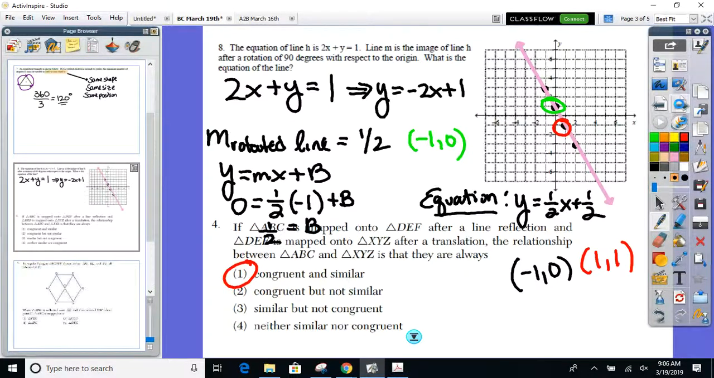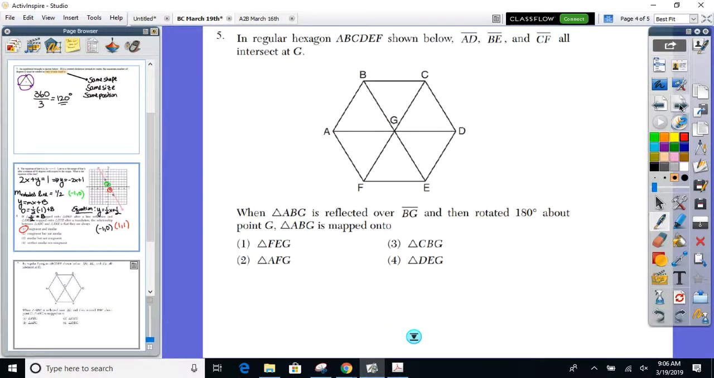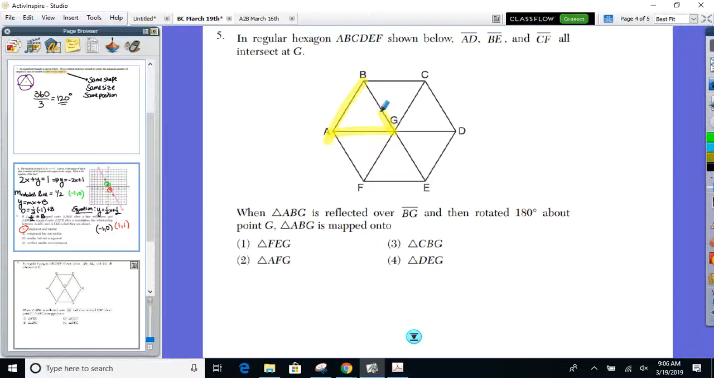All right, couple more Regents level questions. I believe this is a question coming up later on in the week on your Regents. This is in your own Regents packet. Regular hexagon, triangle ABG is reflected over BG and then rotated 180. If you want to try that on your own, discuss it. So reflect it over BG. It becomes a new triangle. Rotate it 180. It becomes a new triangle.